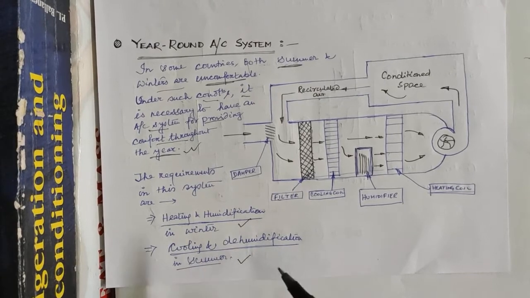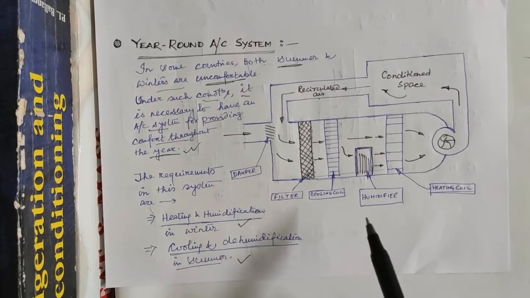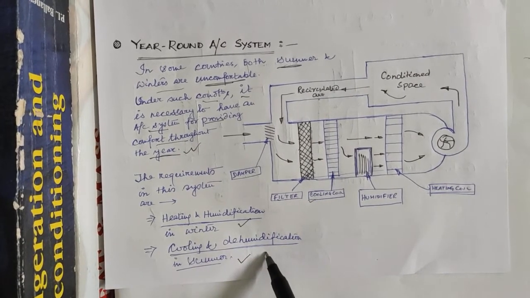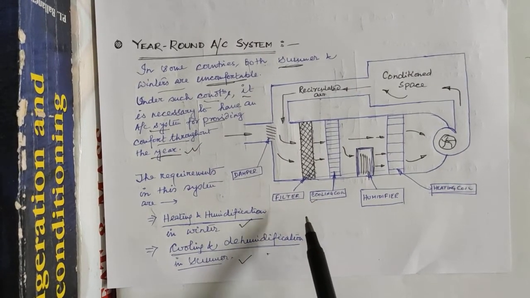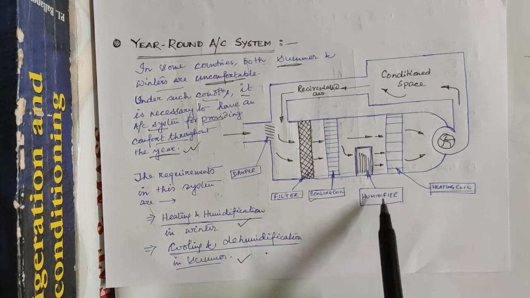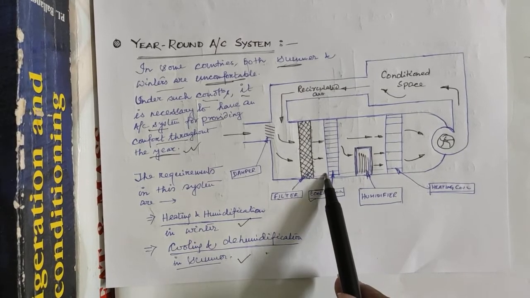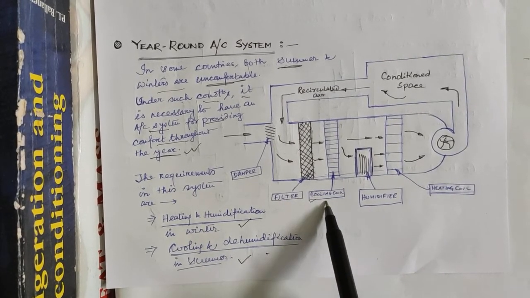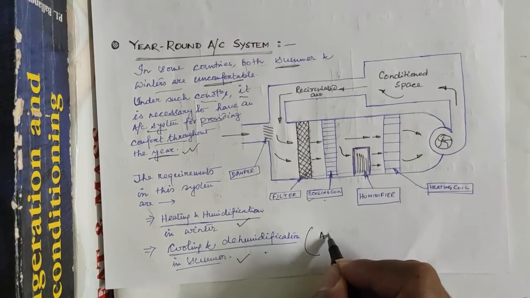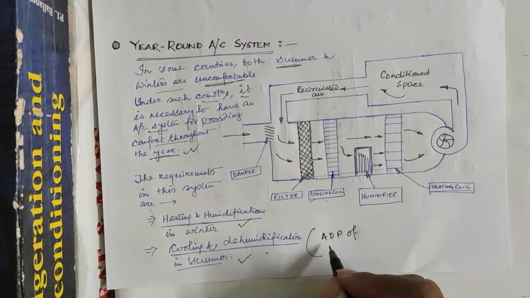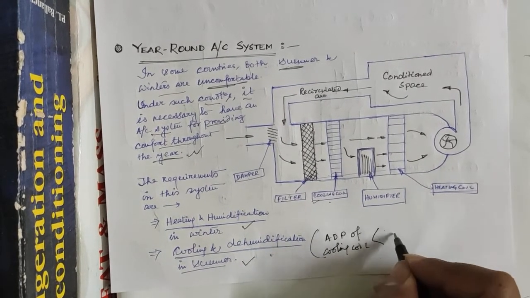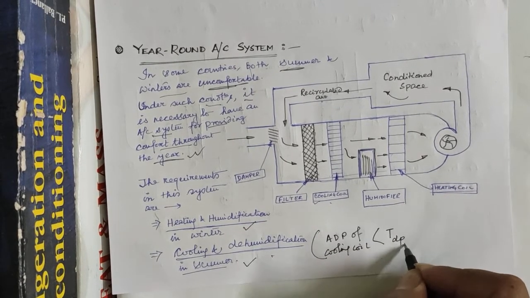So if we use this for summer air conditioning, the cooling coil will be made operative because we have to achieve cooling and dehumidification. So the cooling coil operates to cool the air to the desired value. The dehumidification is obtained by operating this cooling coil at a temperature lower than the dew point temperature of the air. So for cooling and dehumidification, one thing you have to maintain is that the ADP of the cooling coil must be less than the dew point temperature of the inlet air.